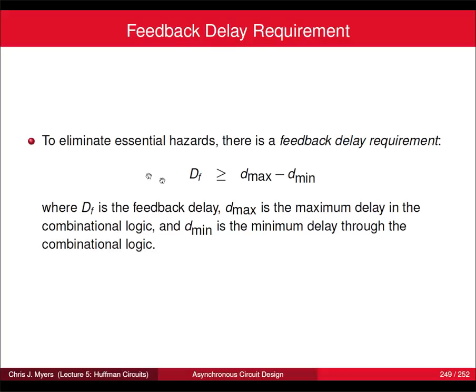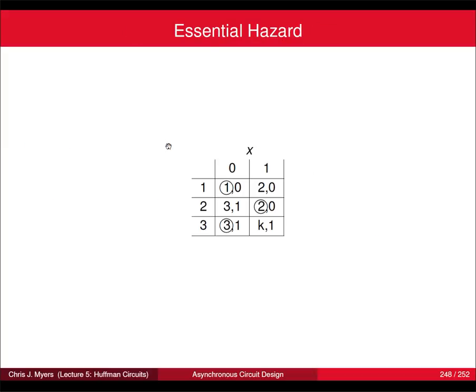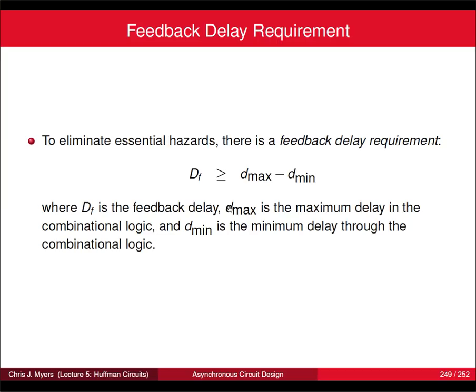So this is called an essential hazard. The essential hazard happens if basically the two changes on the input result in a different next state or a different output value. So to eliminate essential hazards, there has to be a feedback delay requirement. We have to make sure that the fed back state variables don't come around too fast. In other words, the feedback delay has to be greater than the difference between the max and the min delay of the logic.